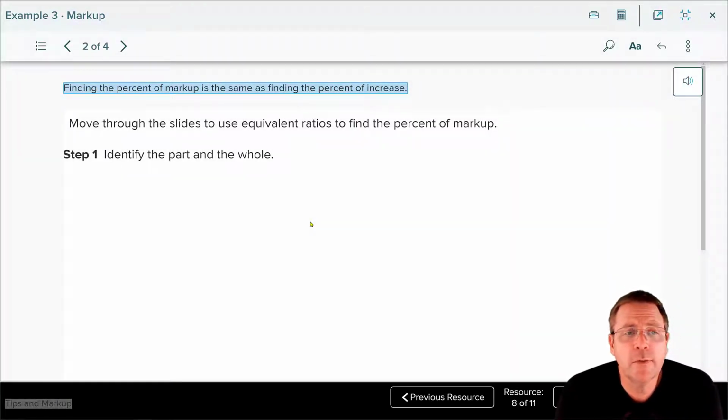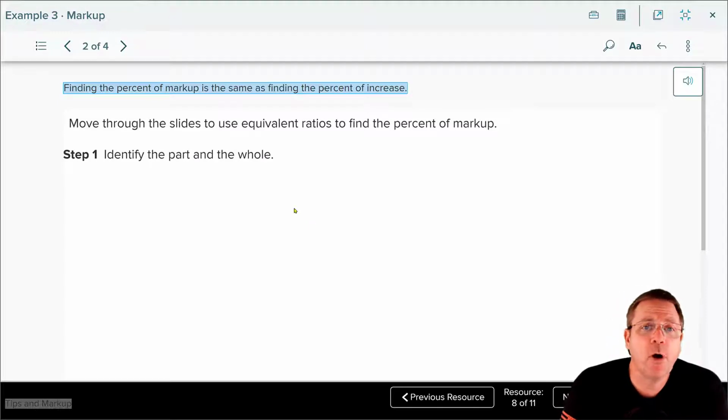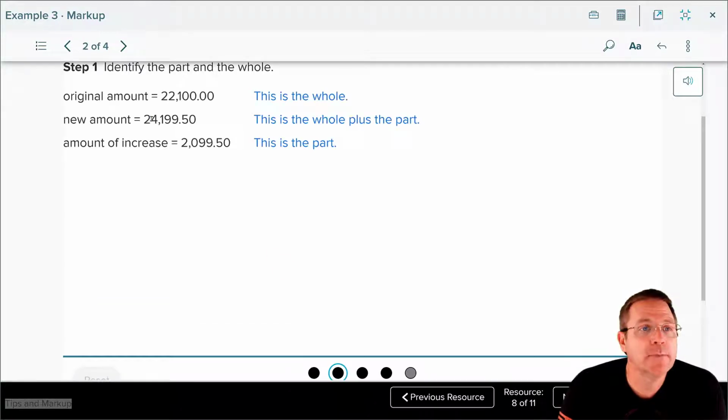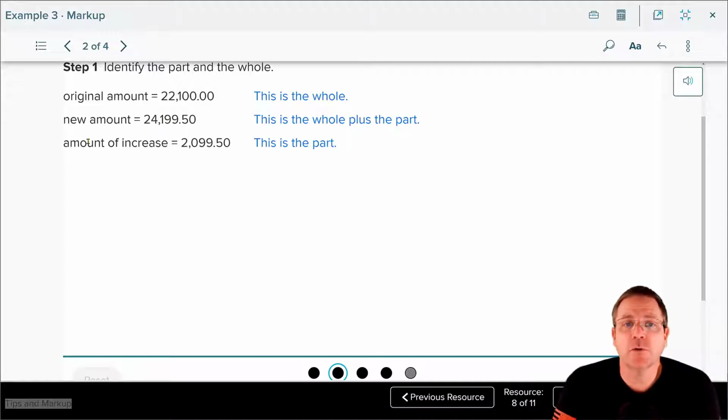That means that in doing this, we need to identify the part and the whole, just like we did last time we were dealing with percent of increase. So I'm going to hit my next button. The original amount was $22,100. The new amount, what they're selling the car for, is $24,199.50. The amount of increase, also known as the amount of change, is going to be $2,099.50. That's the first step.